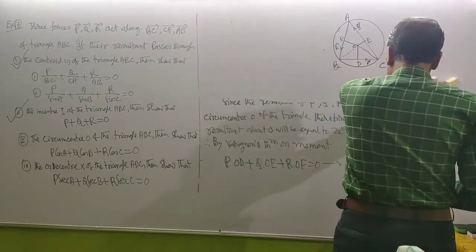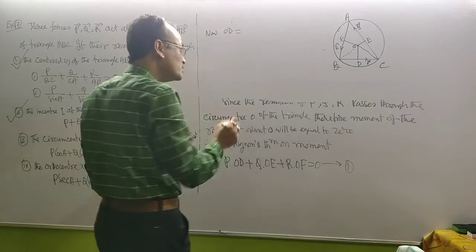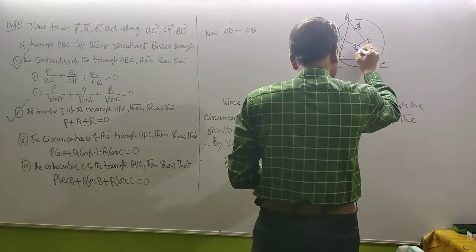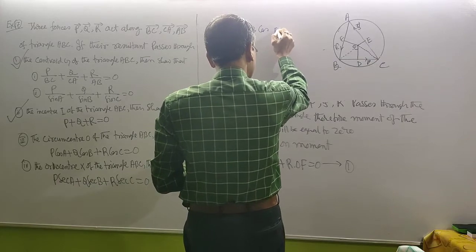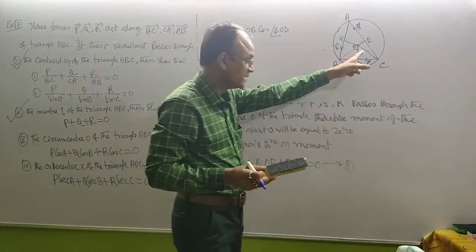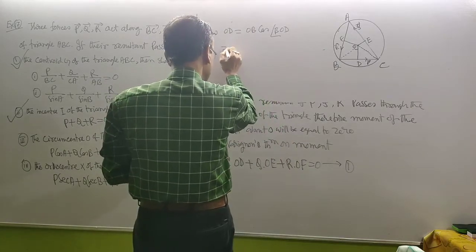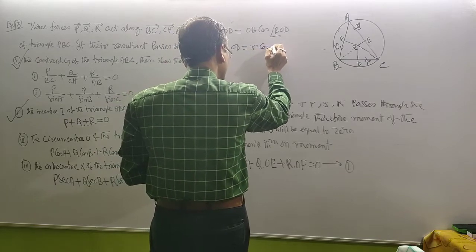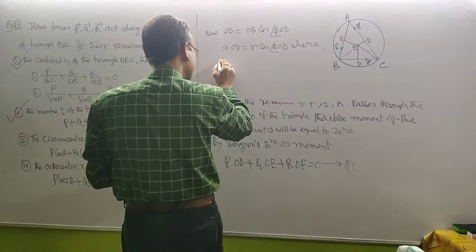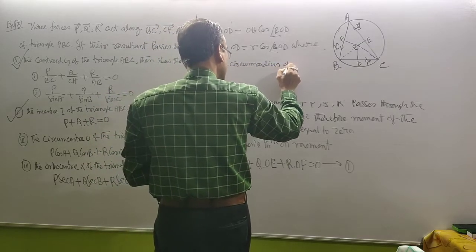Now OD. Now OD equal to OB cos of angle BOD, right? This by OB equal to cos of this angle. Or you may write OD equal to R cos of angle BOD, where R is the circumradius of the triangle ABC.